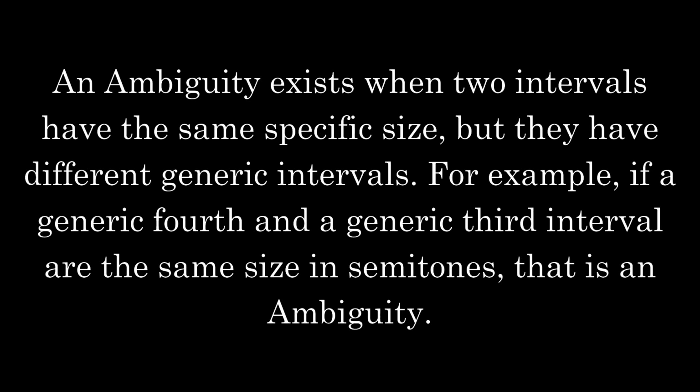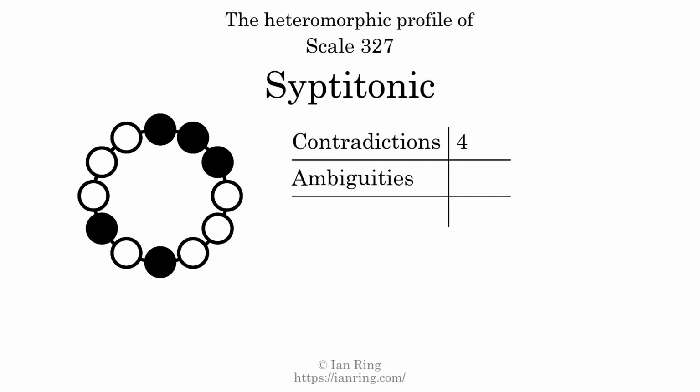An ambiguity exists when two intervals have the same specific size, but they have different generic intervals. For example, if a generic fourth and a generic third interval are the same size in semitones, that is an ambiguity. The number of ambiguities in this scale is 6.